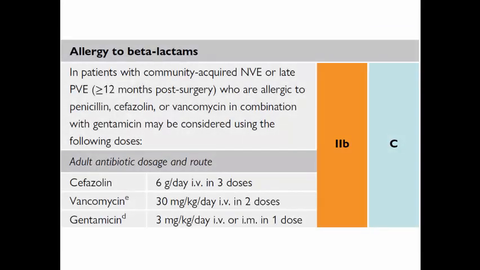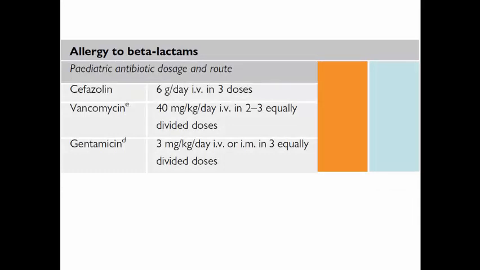What if the patient has native valve or late prosthetic valve endocarditis, but is allergic to penicillin? In this case, there are alternatives. Cefazolin, but beware, cefazolin is a cephalosporin, and it is common in patients who are allergic to penicillin to have cross allergy to cephalosporins and all beta-lactams. So another alternative is vancomycin in combination with gentamicin. So this is a patient with native valve or late prosthetic valve endocarditis, but you have chosen vancomycin and gentamicin due to the allergy to penicillin or to all beta-lactams. And here are the doses for the adults and the doses for the pediatric patients.